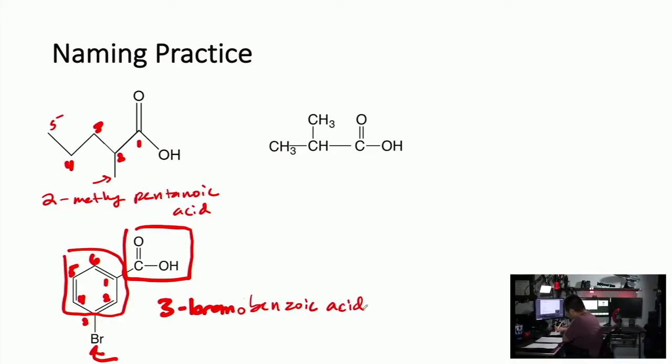Last one here. Luckily for us, it is a straight chain, so we'll start numbering from there. 1, 2, 3. There's a methyl group right there on the 2nd carbon. So that's quite simply 2-methyl. Right? And then there are 3 carbons there. So it's propanoic acid.